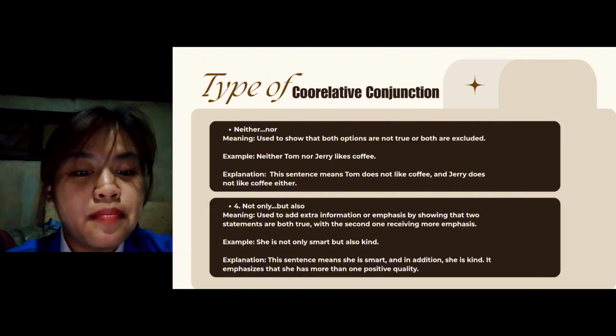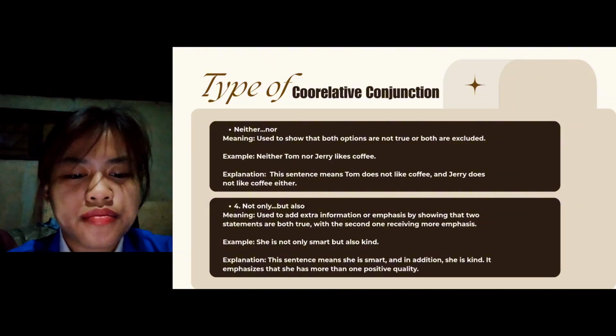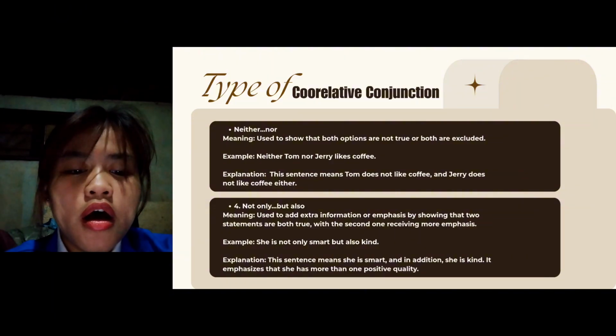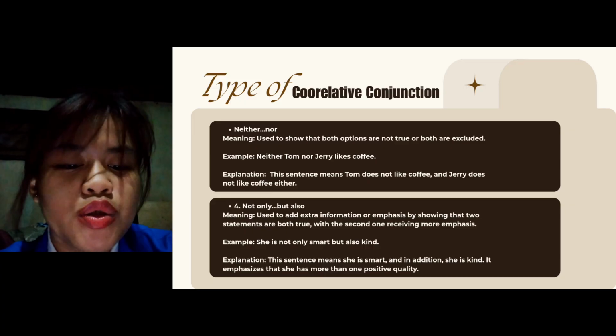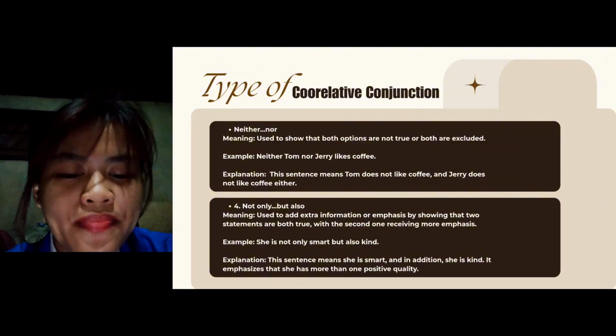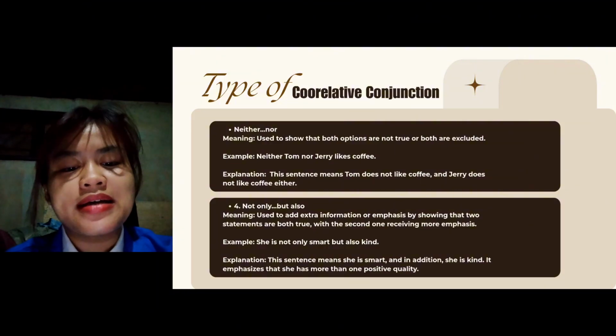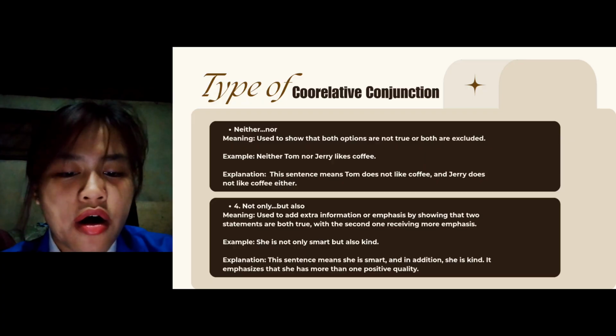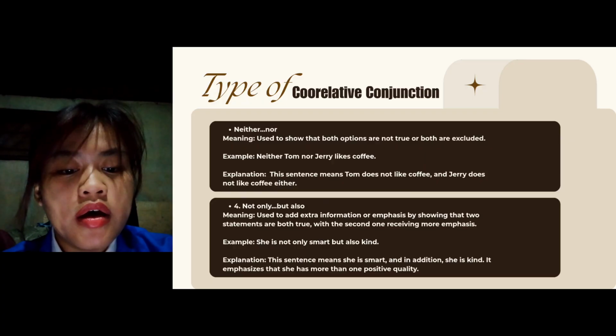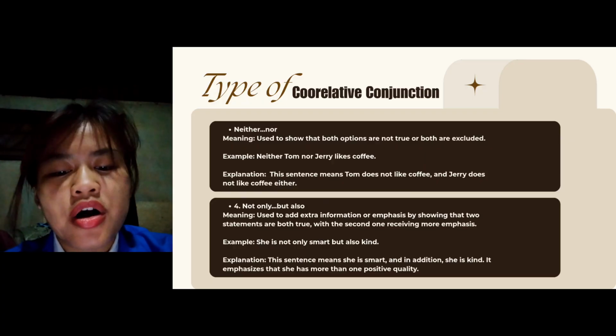Not only, but also, meaning used to add extra information or emphasis by showing that two statements are both true, with the second one receiving more emphasis. Example: she is not only smart but also kind. This sentence means she is smart and in addition she is kind.